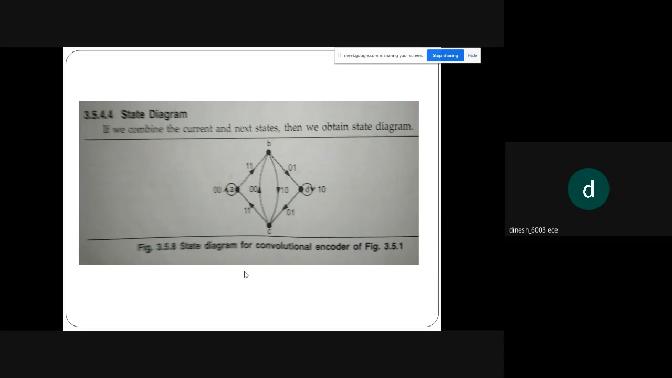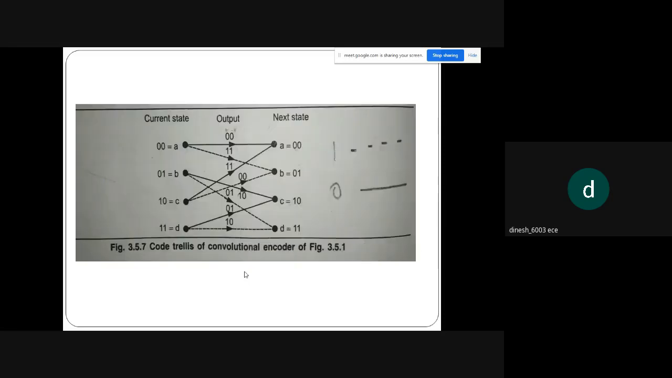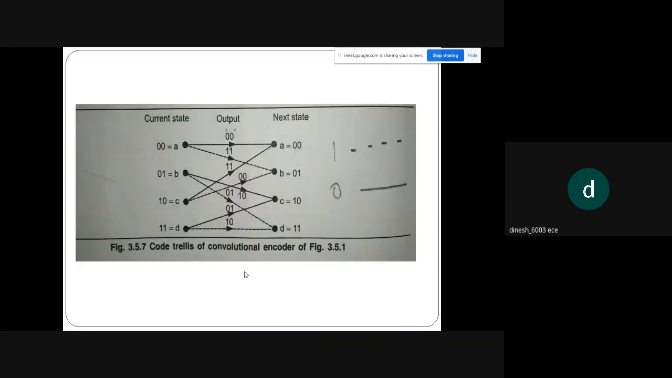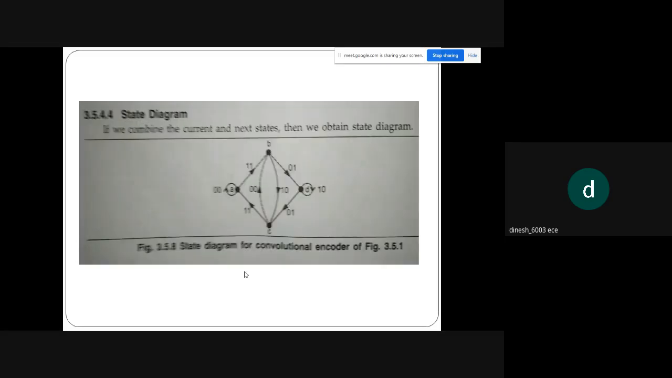Next is the state diagram. I think most probably everyone is familiar with state diagrams, right? We can combine the current states and the next states with the help of state diagram. So put 4 states A, B, C, D. Dotted lines are 1, dashed lines are 0. So accordingly you can draw the state diagram also.